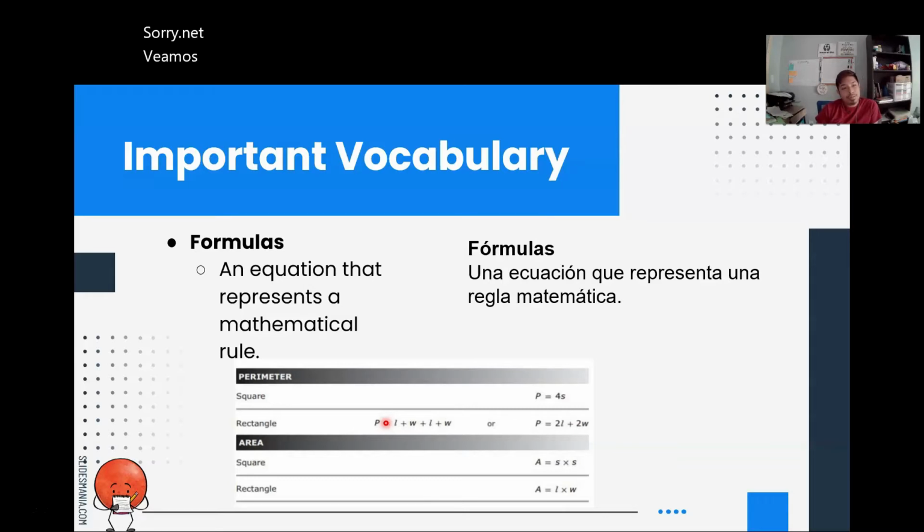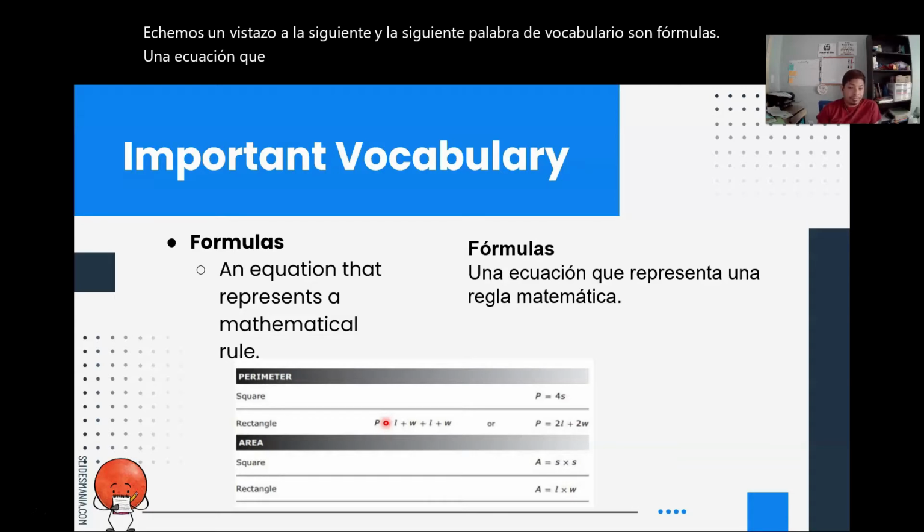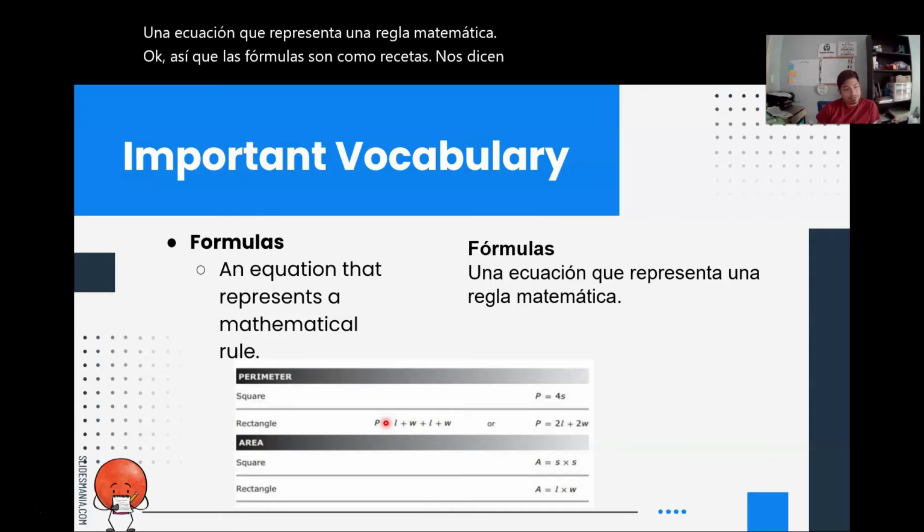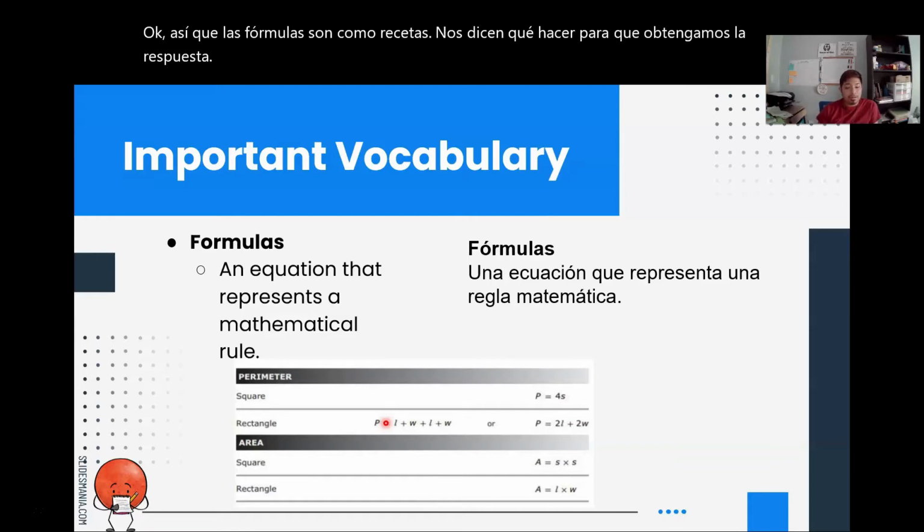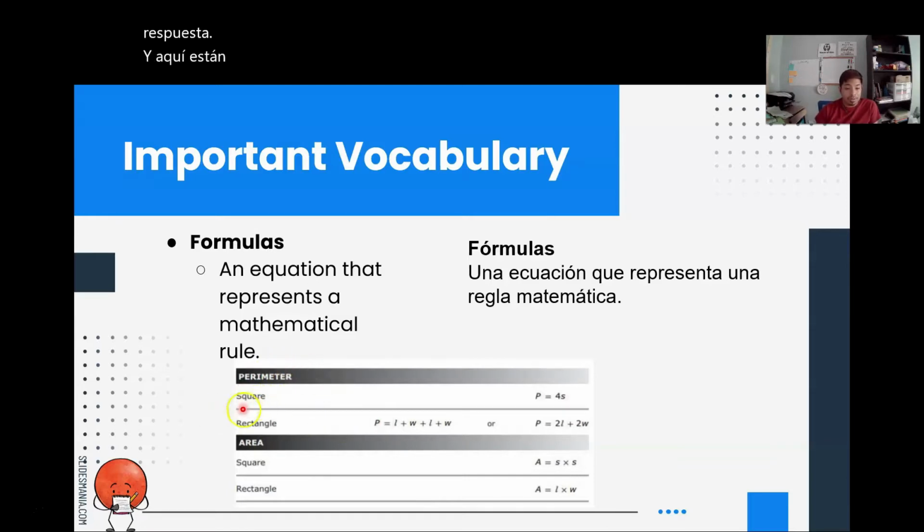And our next vocabulary word is formulas. An equation that represents a mathematical rule, okay? So formulas are kind of like recipes. They tell us what to do in order for us to get the answer. And here are the formulas for perimeter in a square, rectangle, area in a square and a rectangle, which are over here on the side.